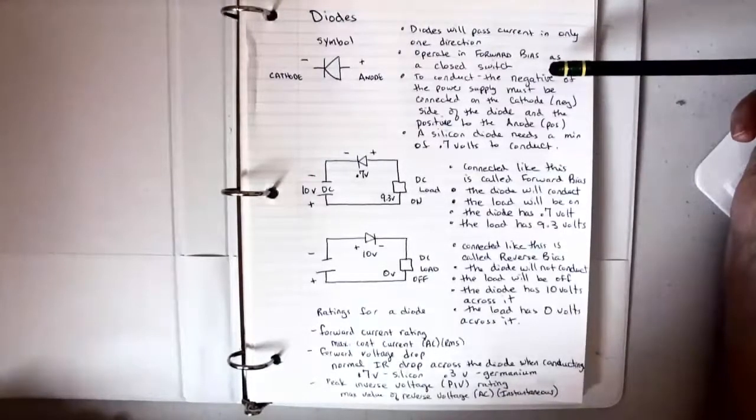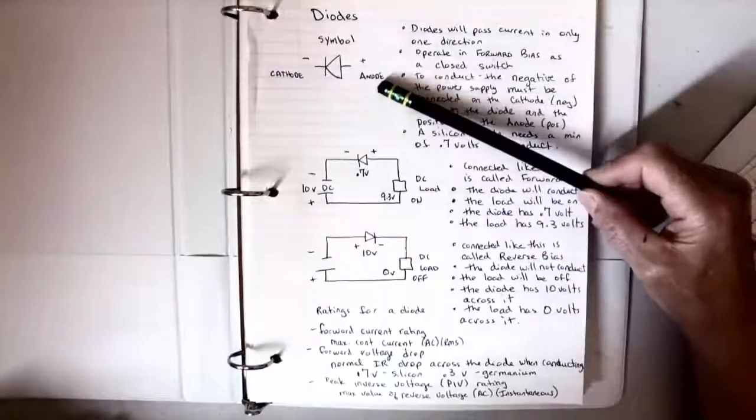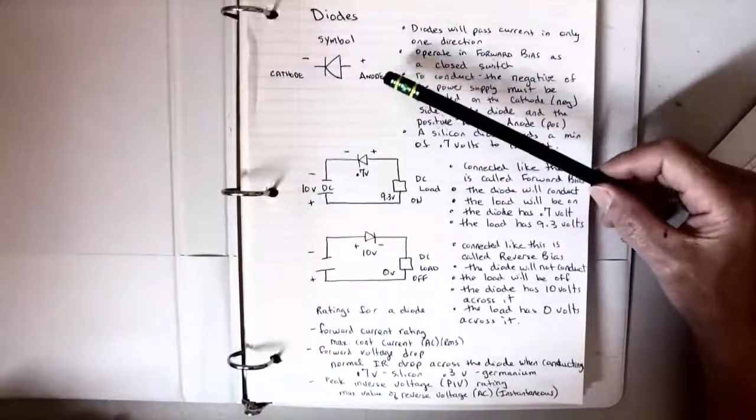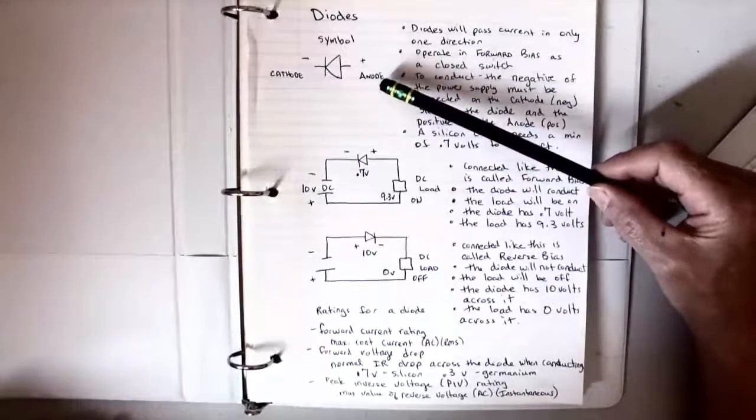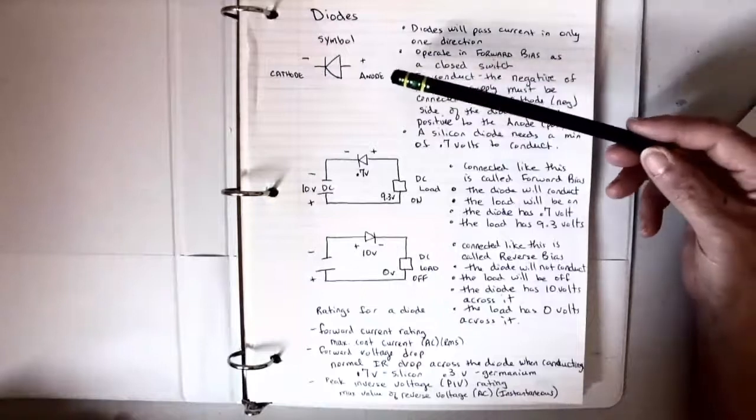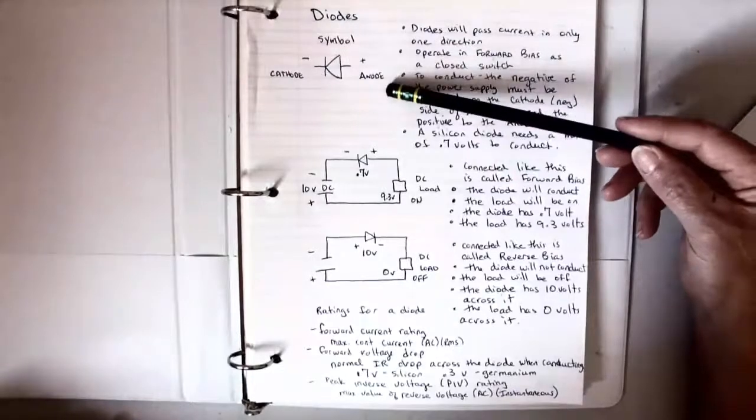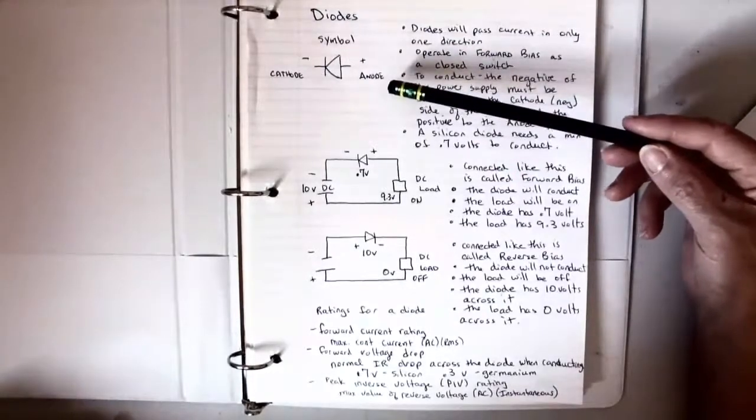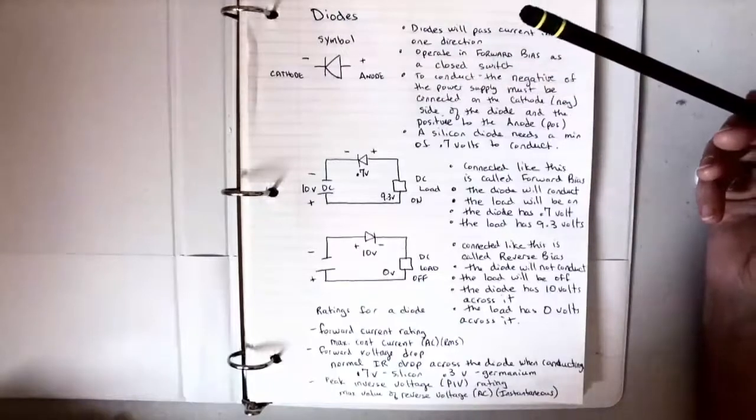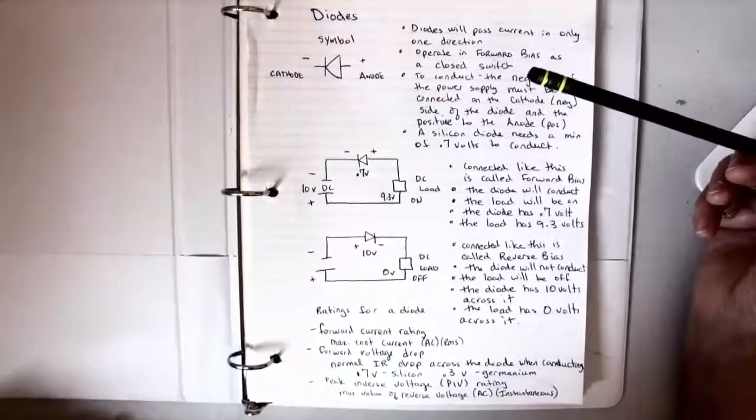In order for the diode to conduct, we actually have to have the negative of the power supply connected over here at the cathode, the positive of the supply connected at the anode, and we have to include a load, or we just end up with a dead short between our positive and negative on our power supply. A typical silicon diode needs about 0.7 volts just in order to work, and it will drop 0.7 across it when it is conducting. If it was germanium, it would be roughly 0.3 volts when it's conducting.